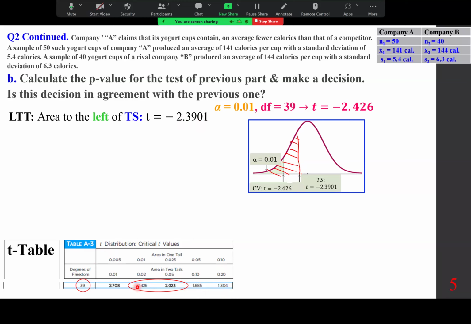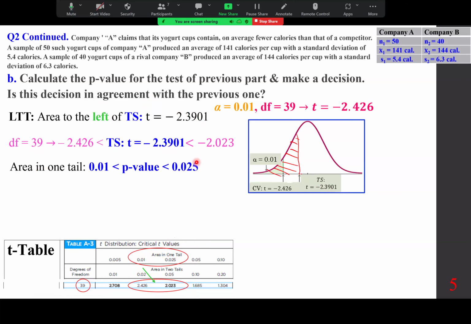2.3901 doesn't exist, but it's between these two numbers. So the area in two tails is between these two. For one tail, it's between these two. And we had it for one tail, so it's somewhere in between. So here's how we write it. When the degrees of freedom is 39, the test statistic of negative 2.3901 is somewhere between these two numbers. And therefore, the area in one tail is somewhere between these two numbers, according to the table.